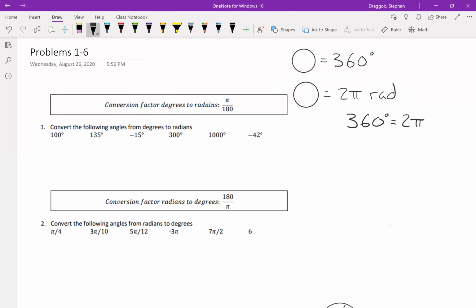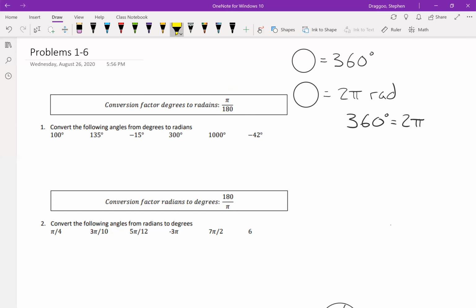So if I want to convert from degrees to radians, the thing that I want to go to is going to be on top of my fraction, and the thing I'm coming from will be on the bottom of my fraction. So I want to go to radians from degrees: radians on top, degrees on bottom. If I put 2 pi radians on top, 360 degrees on the bottom, I can divide away the common factor of 2 and be left with just pi over 180. So to go from degrees to radians, I'll use the conversion factor pi over 180.